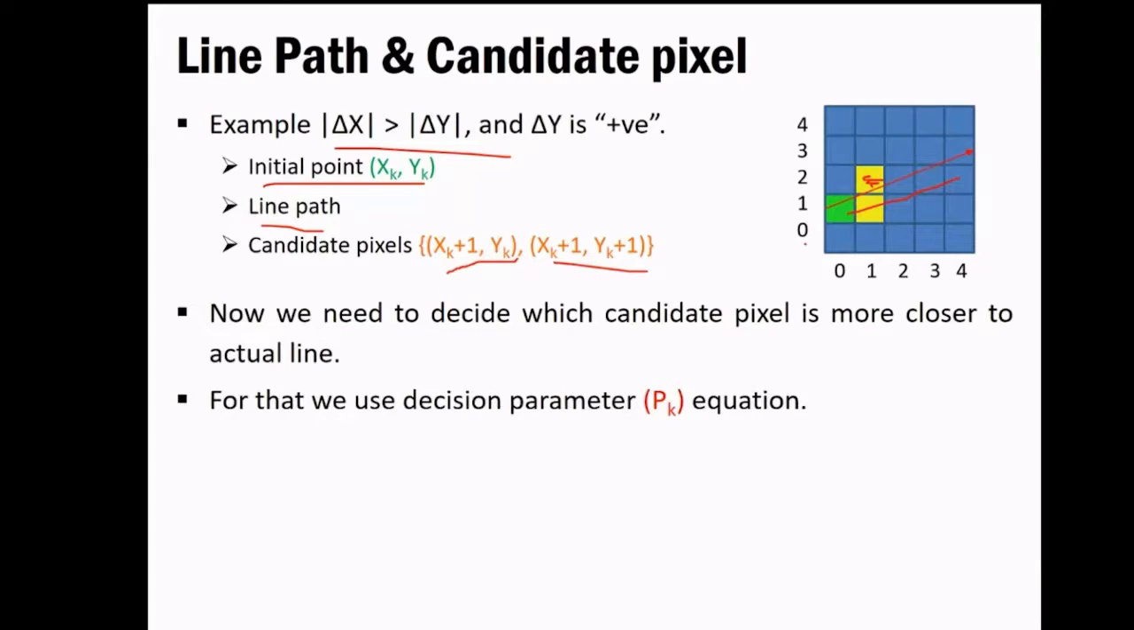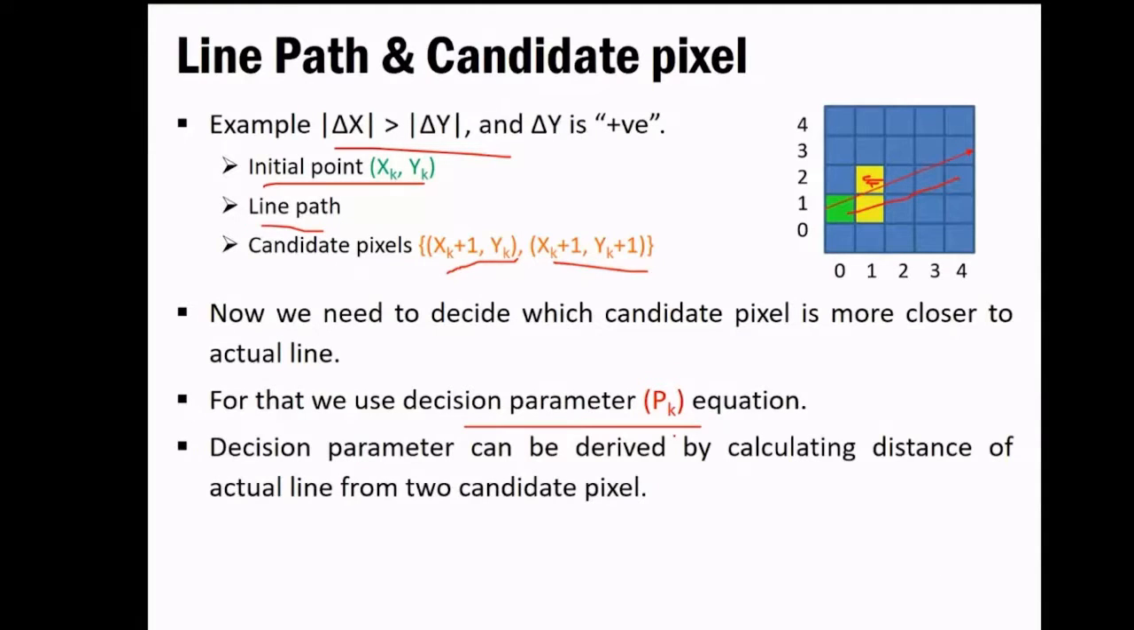Okay, so for that we have one thing that is known as the decision parameter. Keep this in mind: you have a very big thing coming up for the next few algorithms, that is the decision parameter. Based on the decision parameter, you need to decide whether to choose this or that. So yeah, we use the decision parameter.